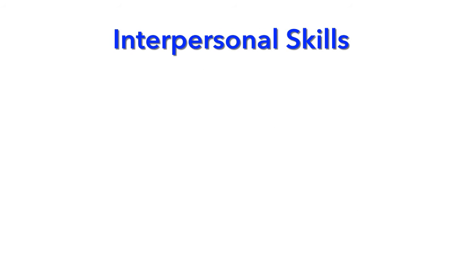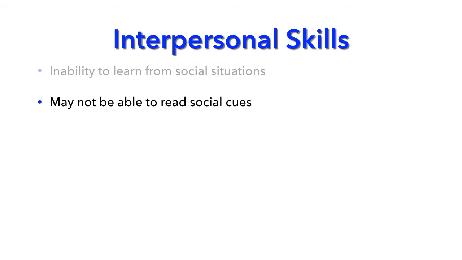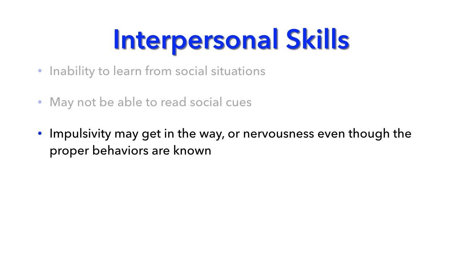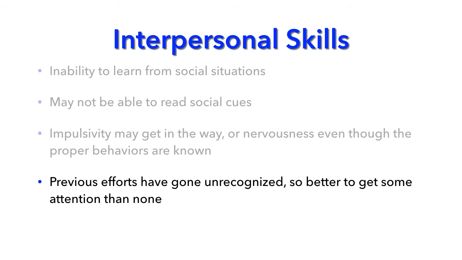Let's take a look at interpersonal skills first. This often has to do with an inability to learn from social situations. They may not be able to read social cues. There might be impulsivity, as in they know the right thing to do, but when the time hits, they have an impulse to do something different, and that's what they do. Or just some nervousness from when the time comes to do what is needed.